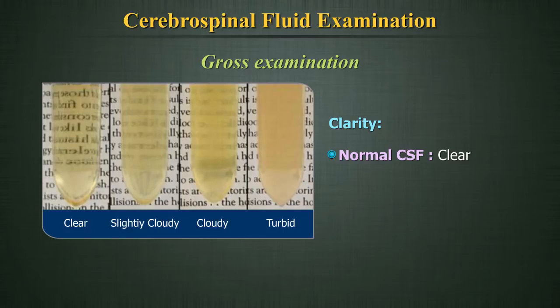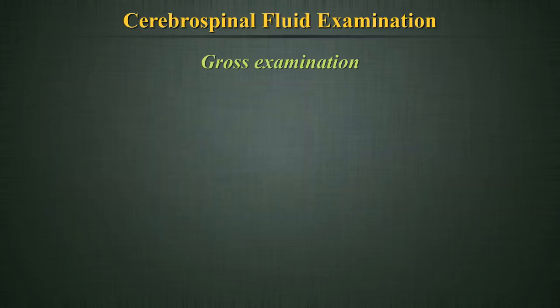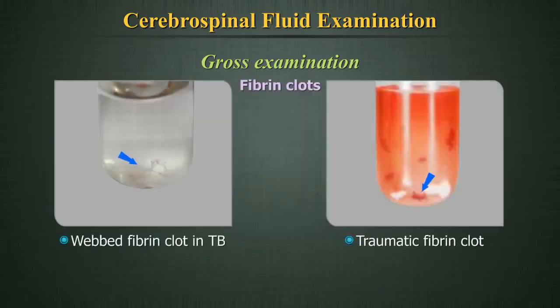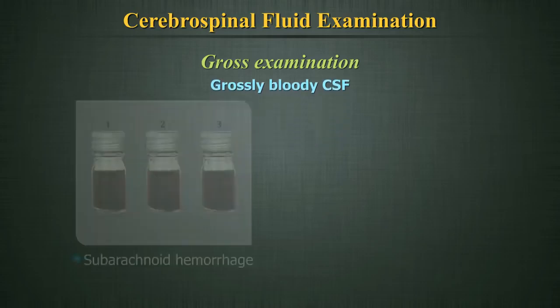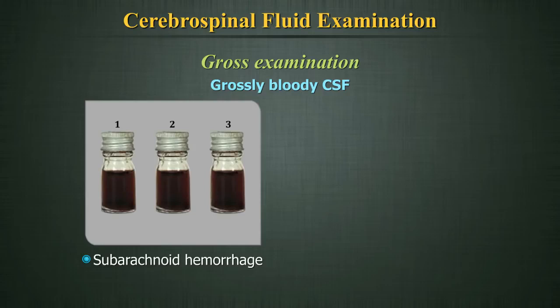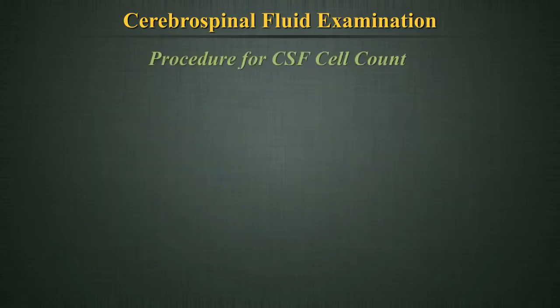Clarity. Normal CSF is clear. Turbidity is seen when there is an increase in the number of cells. Coagula. Fibrin clots can be found if the protein content in the CSF is very high. A clot is also possible under a traumatic tap condition. Grossly bloody CSF. It is possible to distinguish if the presence of blood was due to subarachnoid hemorrhage or traumatic tap.